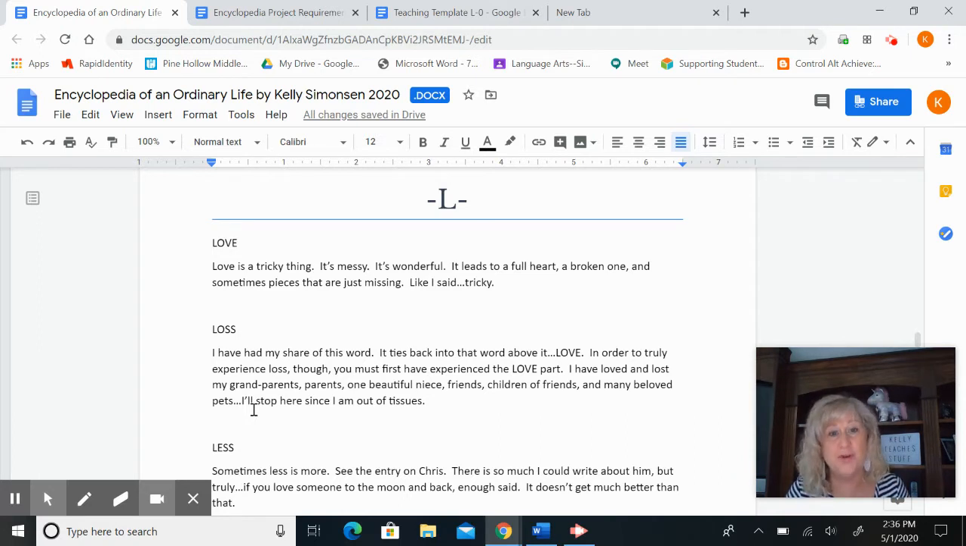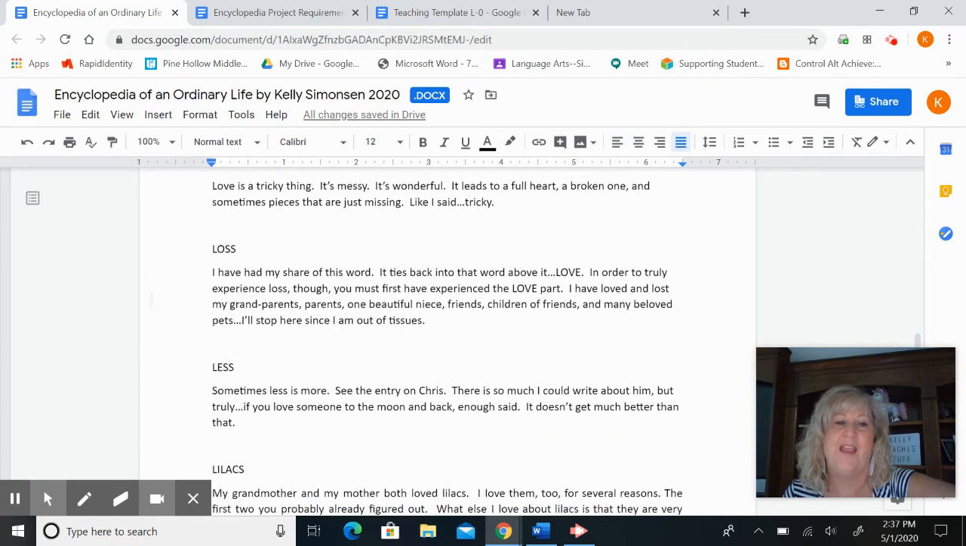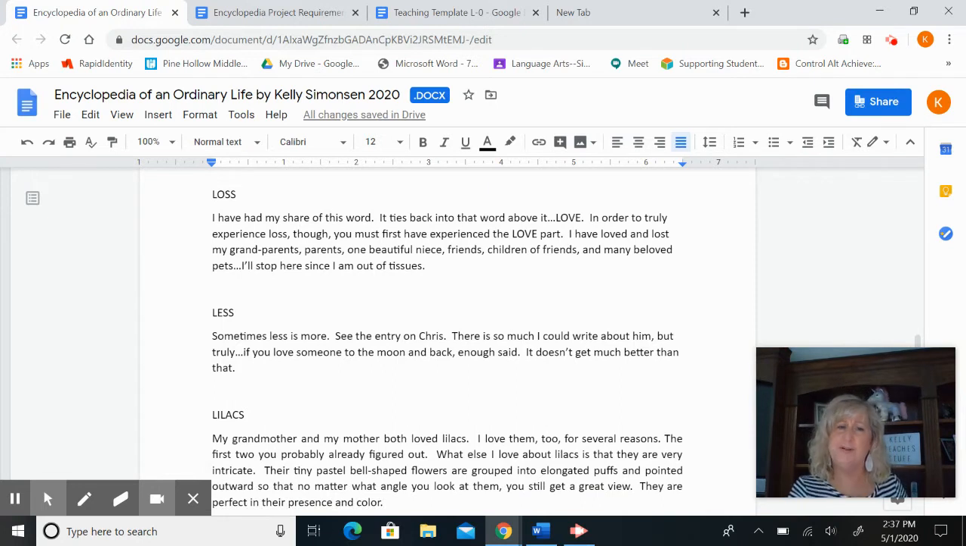Okay, but that was short, so I did another topic, and I wrote a topic on loss. And I wrote, I had my share of this word, meaning loss, and it's back to that word above it, love. In order to truly experience loss, boys and girls, you must have experienced the love part. I've loved and lost many people in my life, my grandparents, my parents, beautiful niece, friends, children's friends, and beloved pets along the way. And so in my book, I wrote, I'm going to stop here because I'm out of tissues. I know a lot about loss, and I know some of you might too.